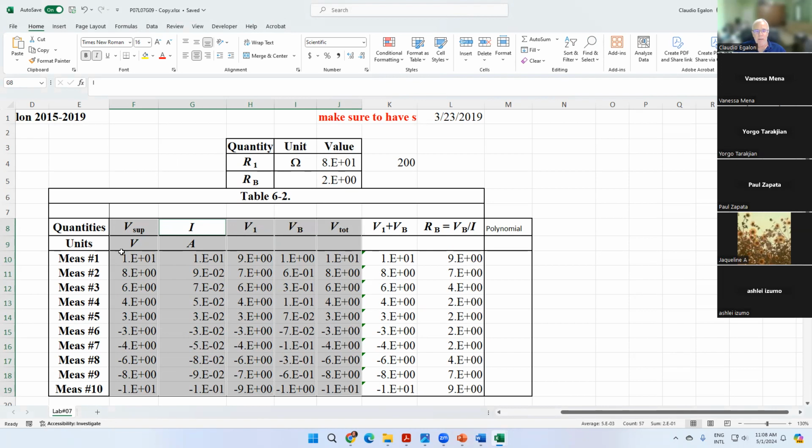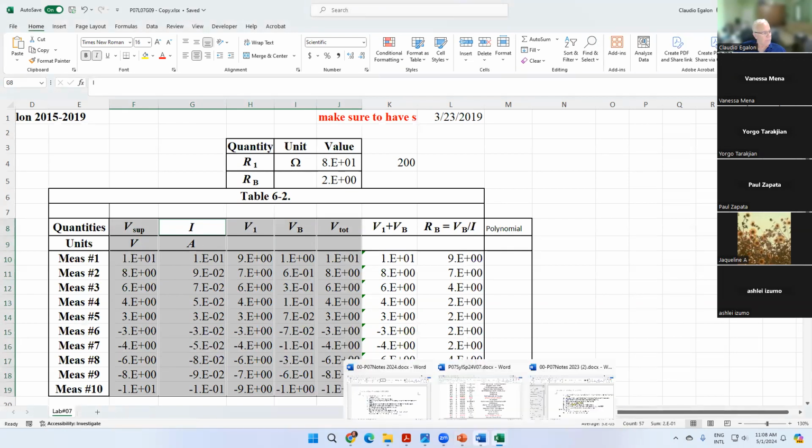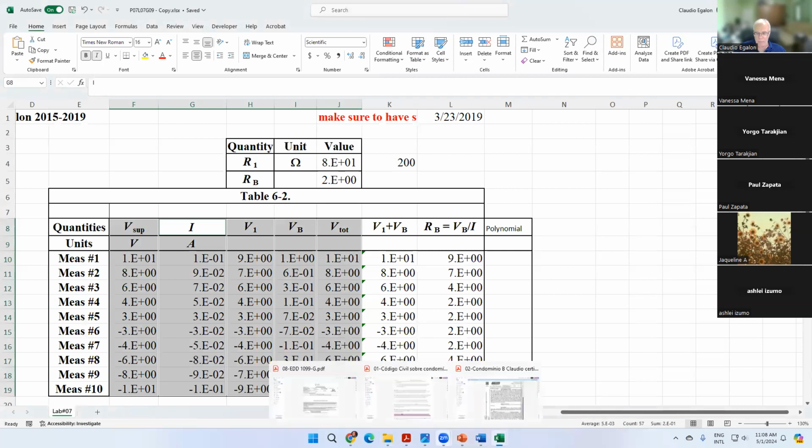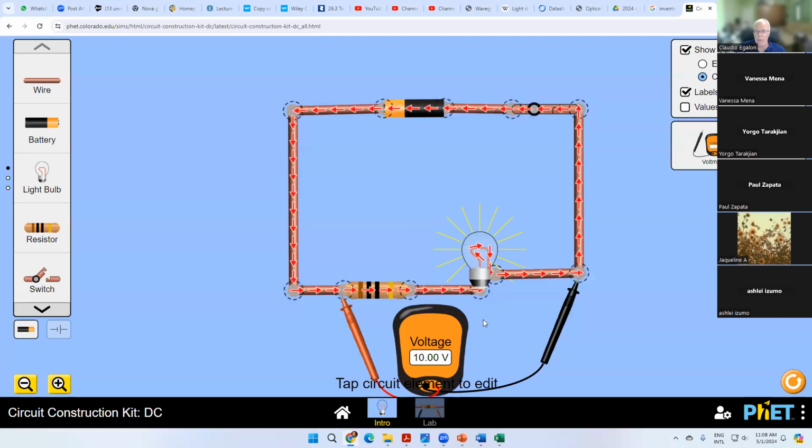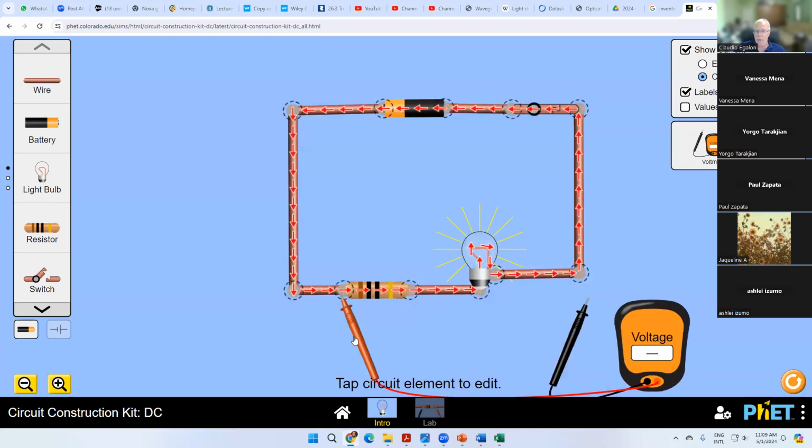And you're going to see that if we plot VB against I, this one does not obey Ohm's law. But this one does obey Ohm's law because it's a resistor. Okay. So go change the voltage here. And now we don't need that anymore.